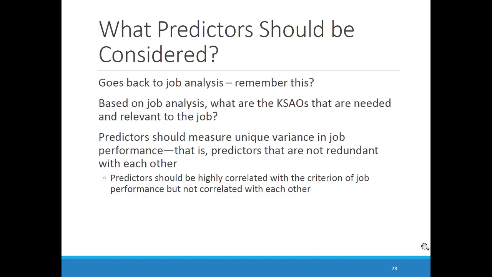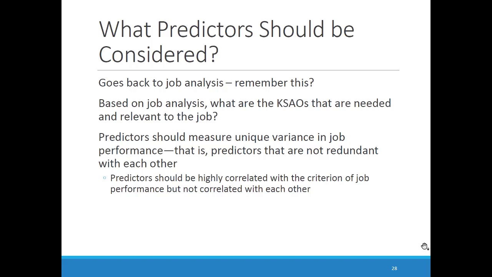So let's first talk about what predictors of job performance should be considered. Well, to determine this, we go back to job analysis. You might remember job analysis from chapter 3. This involved analyzing the job to determine what are the KSAOs needed, so the knowledge, skills, abilities, and other characteristics that are needed and relevant to the job, and also what are the task statements, the tasks that are involved in the job.